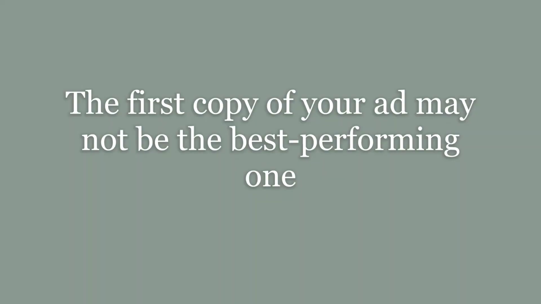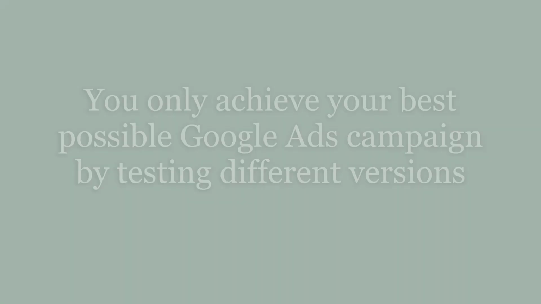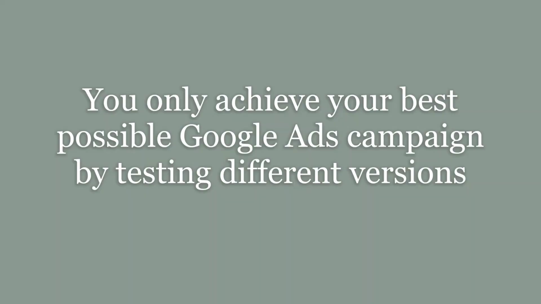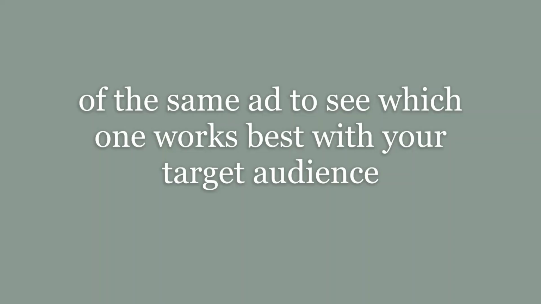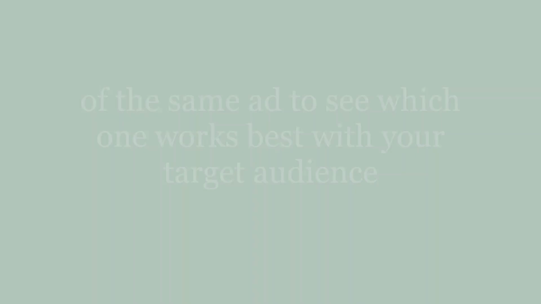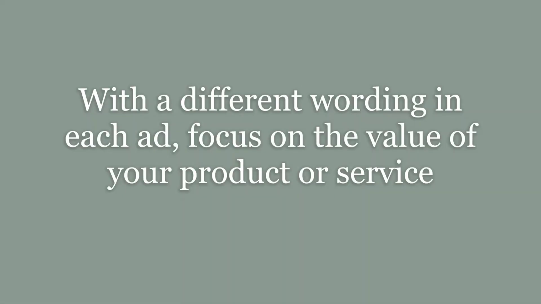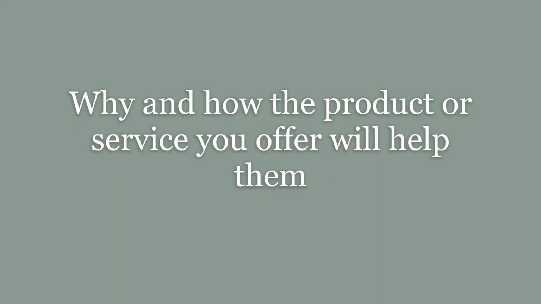The first copy of your ad may not be the best performing one. You only achieve your best possible Google Ads campaign by testing different versions of the same ad to see which one works best with your target audience. With a different wording in each ad, focus on the value of your product or service. Why and how the product or service you offer will help them.